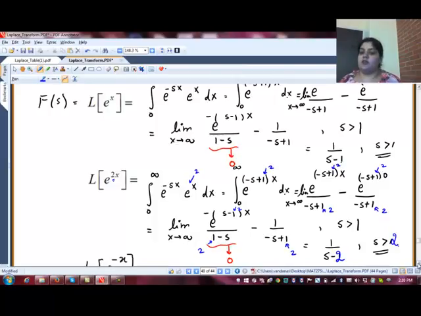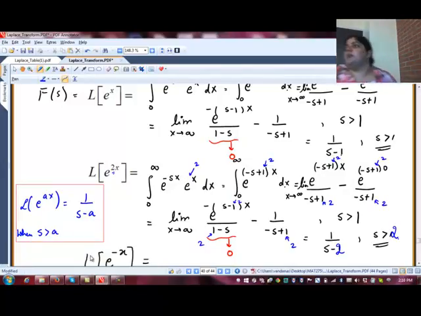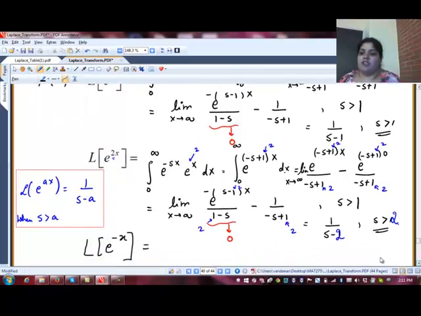So in general, you can say the Laplace transform of e to the ax is nothing but 1 over s minus a, where s is bigger than a. This is like a general formula for the Laplace transform of e to the ax. Now if a is negative, will it make any difference here? No. I will just replace this by 1 over s plus 1.